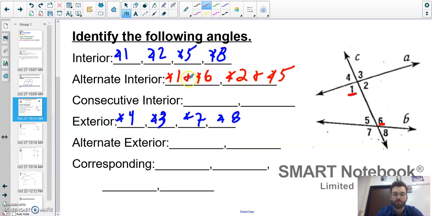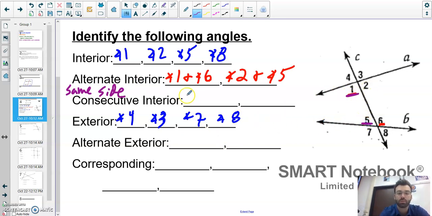Remember, this is a little and symbol, not a plus. This is an and symbol here. Alright. Consecutive interior angles, you'll also see the term same side interior angles. They're angles on the same side of the transversal. Again, not adjacent to each other. So angles 1 and angle 5, or angles 2 and 6.